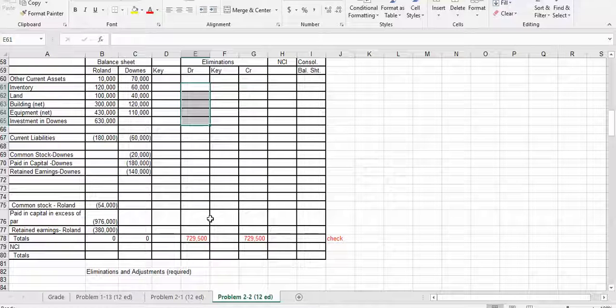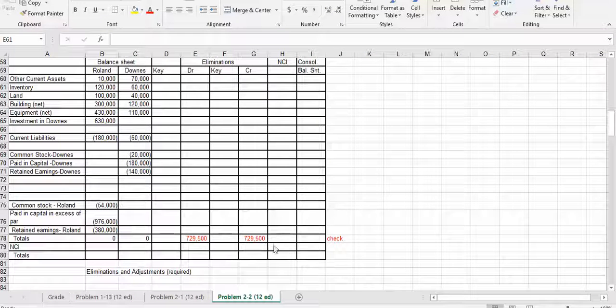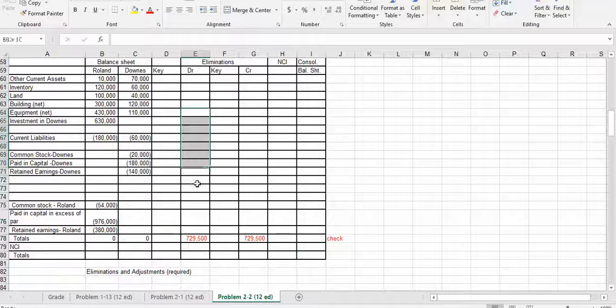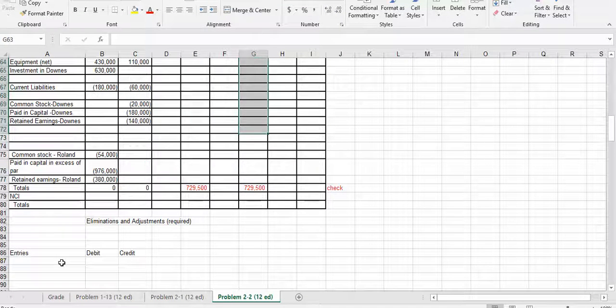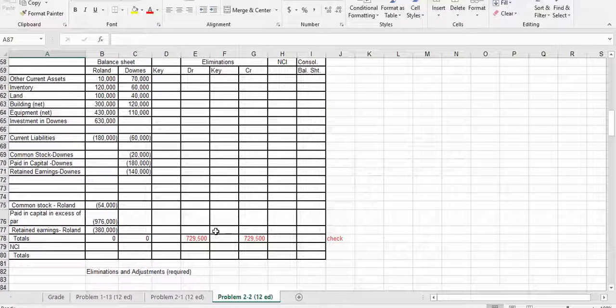Let me see if there's anything else I want to mention. So your NCI number here will be the total in your columns, and that number will then end up over here so that all your debits and all your credits equal. And then you just take your journal entries from these columns, and then you put them into your entries down here, and that should get you through.